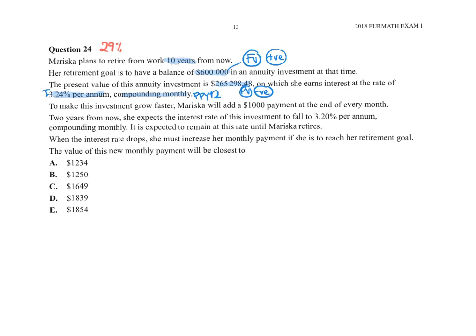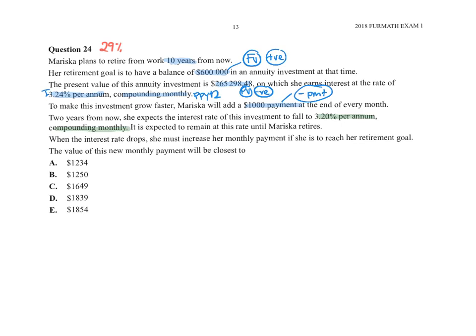Okay, to make the investment grow faster, she will add a $1,000 payment. So that is still giving the bank, so it's a negative payment of 1,000, okay? 2 years from now, she expects the interest rate of the investment to fall to 3.2. So we're going to see a change to 3.2, still compounding monthly. It is expected to remain at this rate until she retires. So when the interest rate drops, she must increase her payment so that she reaches the goal, which is 600,000. So what will her new payment be?